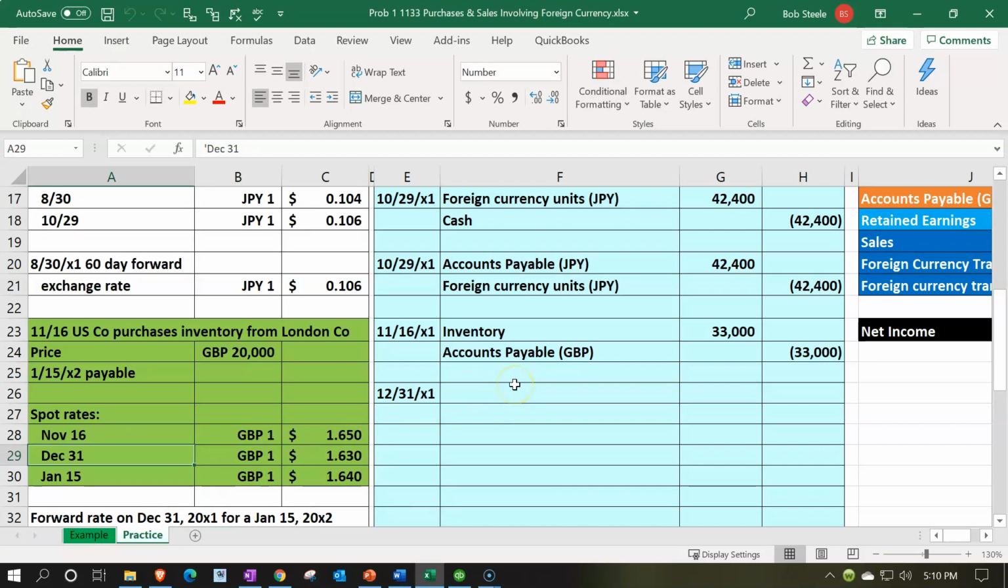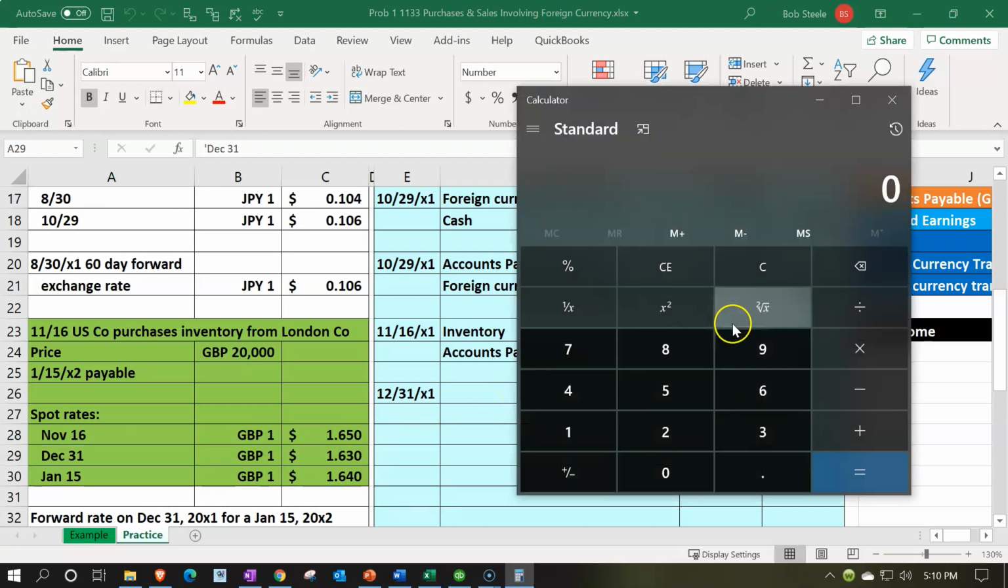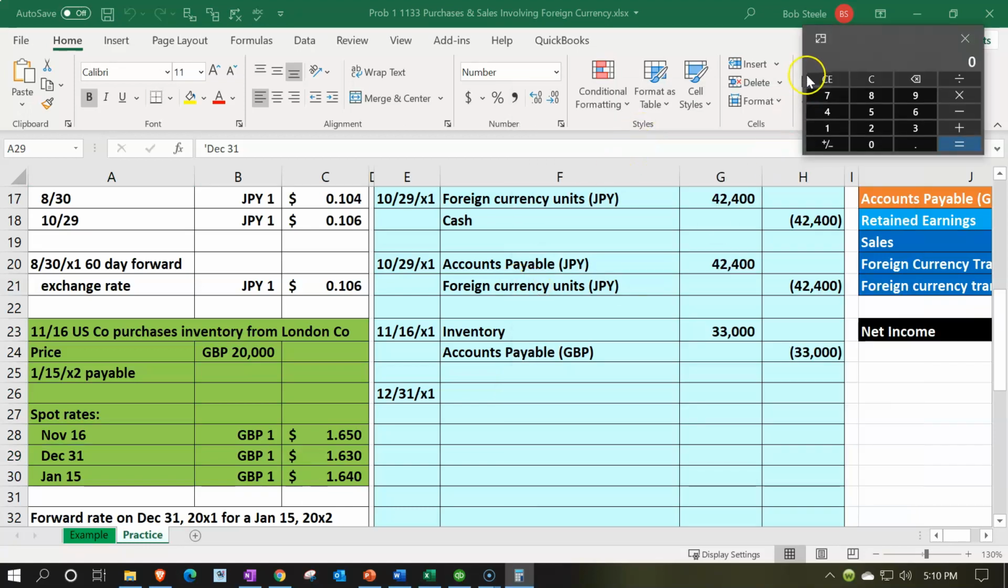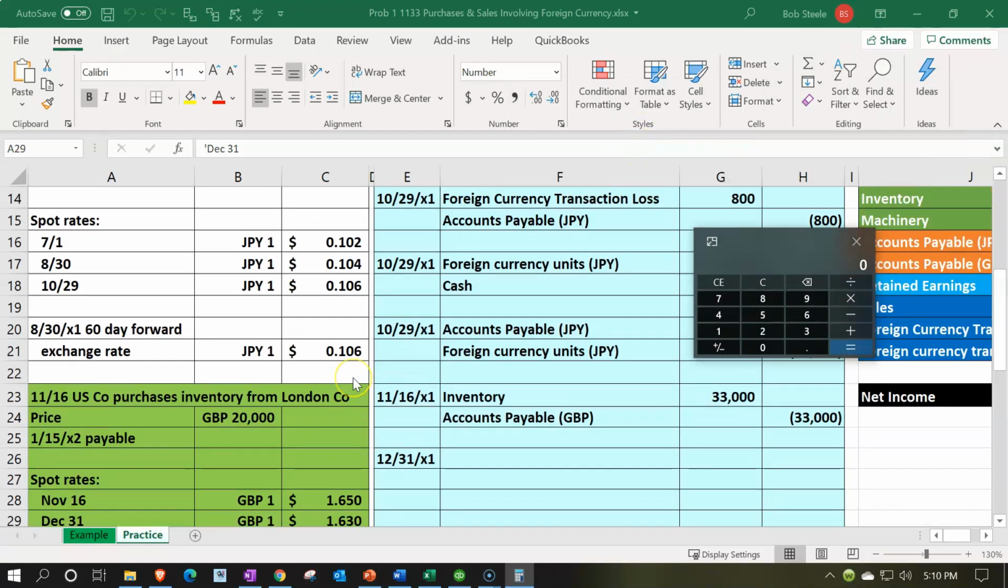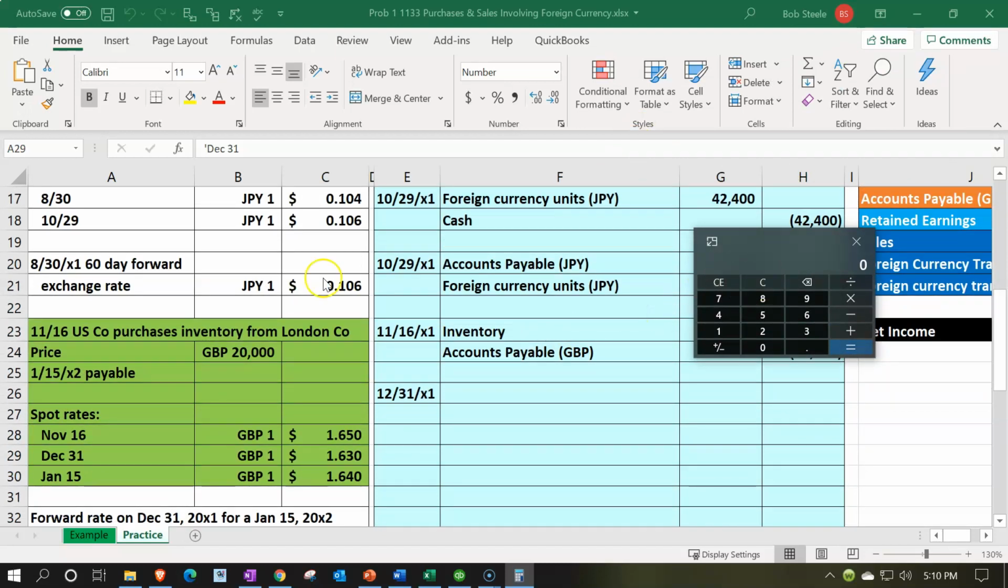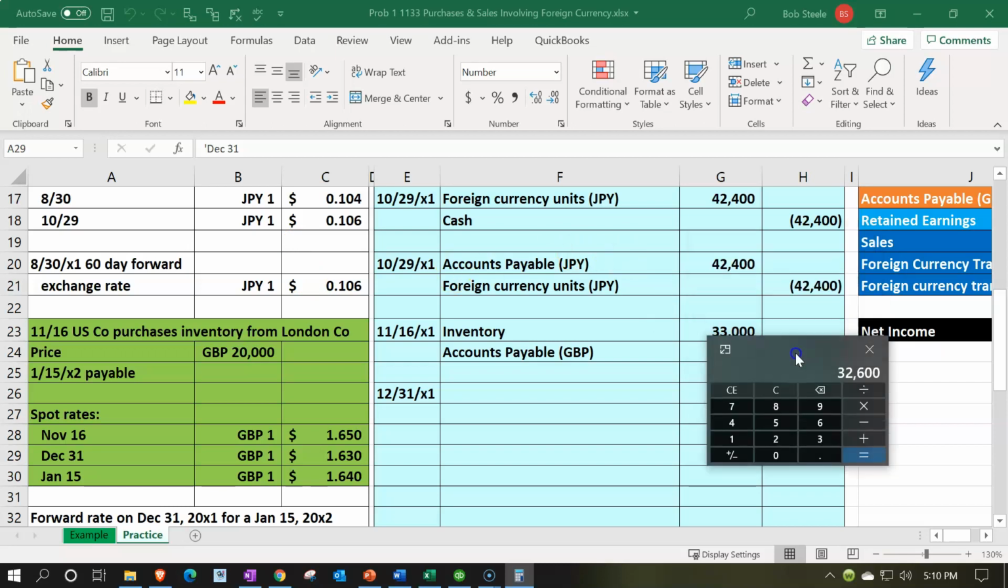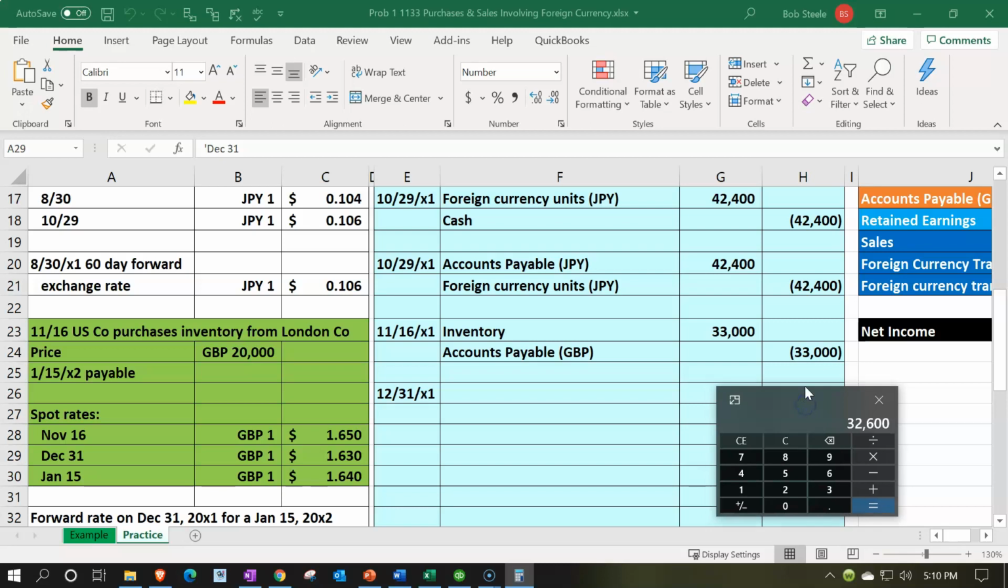Let's pull out the trusty calculator, and we will then be paying the amount of the 20,000 pounds. So 20,000 times the December rate, which is 1.63. That's going to give us the 32,000. So what we have on the books now is the 31,000 in the accounts payable.